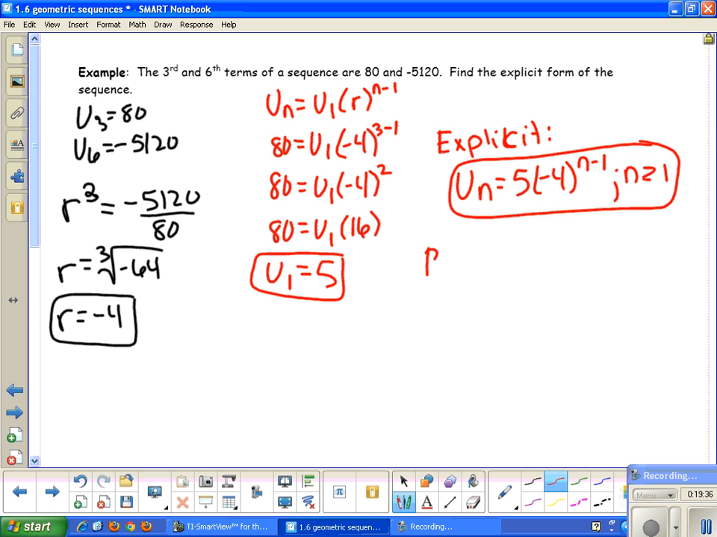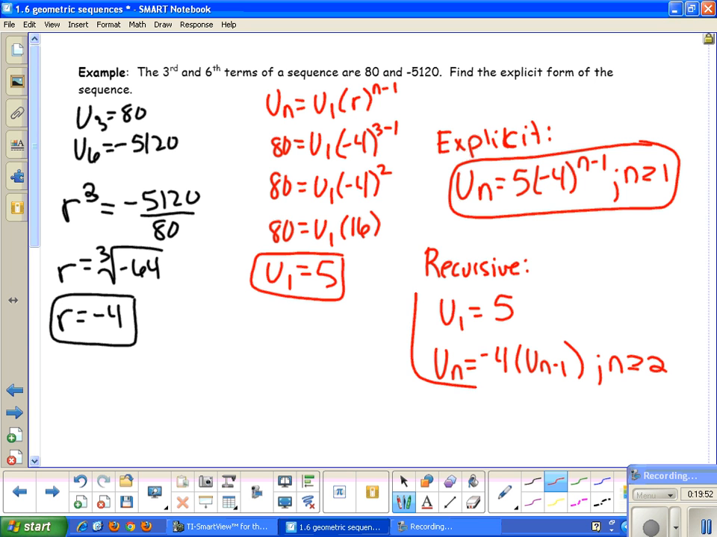And recursive form, my first term is equal to 5. The nth term would be equal to my ratio, which is -4, times u sub n minus 1 for values of n greater than or equal to 2. And if I wanted to find the 20th term, I would use my explicit form to do that and plug it in.